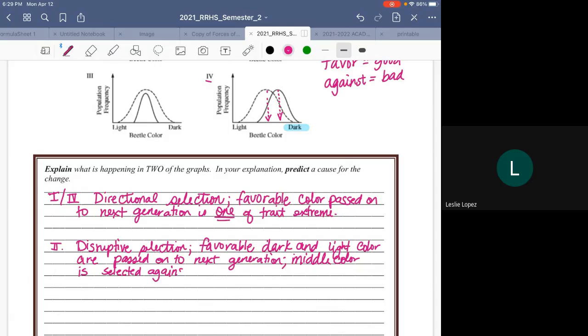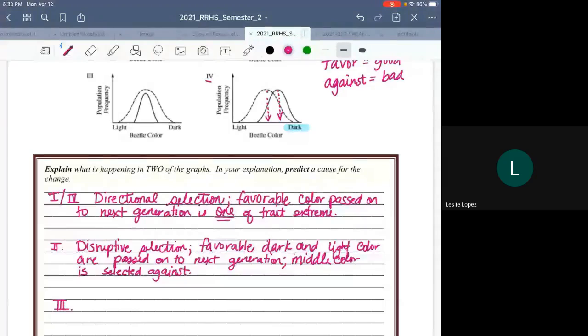Now for graph number 3, what we see is that there was a very wide base here. So we had some light, some dark, and then the average was in the middle. The middle color was the average. And in this case, the middle color is still the average, but we have less of the light and we have less of the dark.